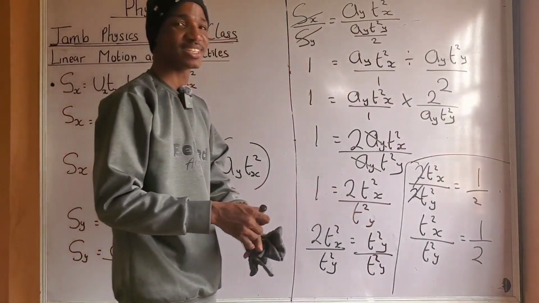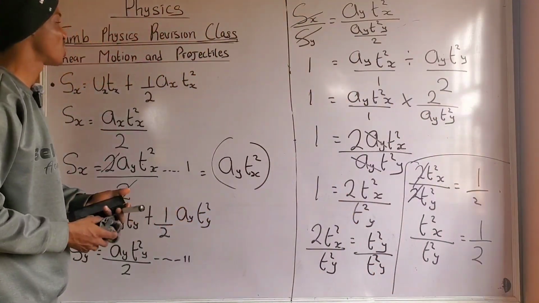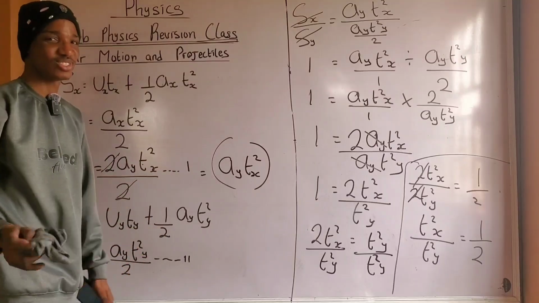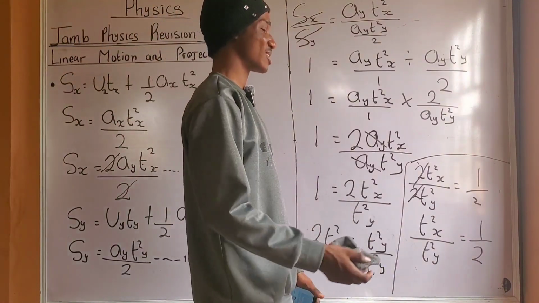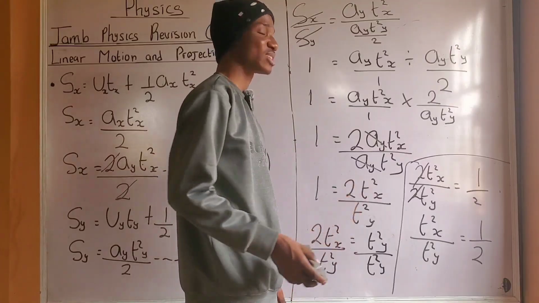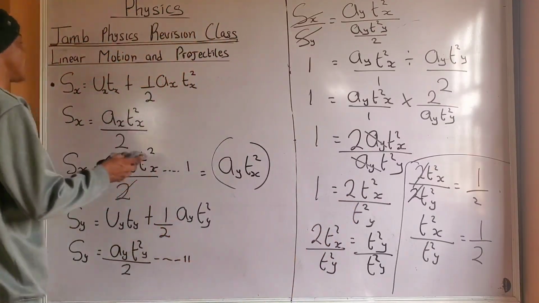I'm still not done with the question. You see, if you're solving this in JAMB, you didn't have to show all this solution. Within a short period of time, you can get your answer. But the reason why I show all these steps is because I'm explaining, okay? And I want you to understand, okay?